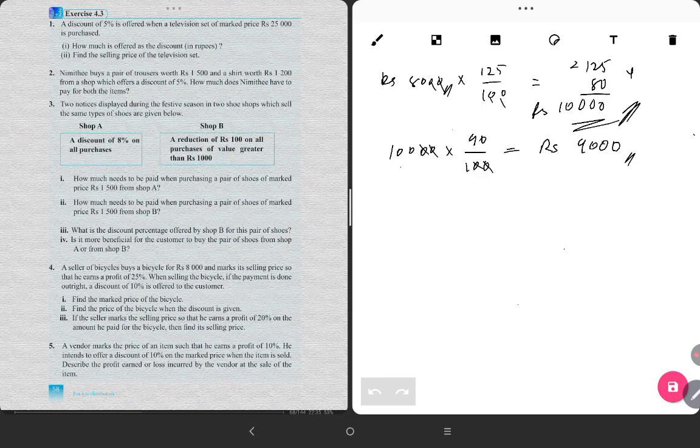Now it's like this. If on 8,000 he wants to make 20% profit, so if I just do it this way, 9,600 rupees is what he wants to get, but in the previous deal he's getting only 9,000. If he wants to make 20%, he wants to sell it at 9,600. But he wants to give 10% discount when he actually sells it. So what should be the value? 9,600.